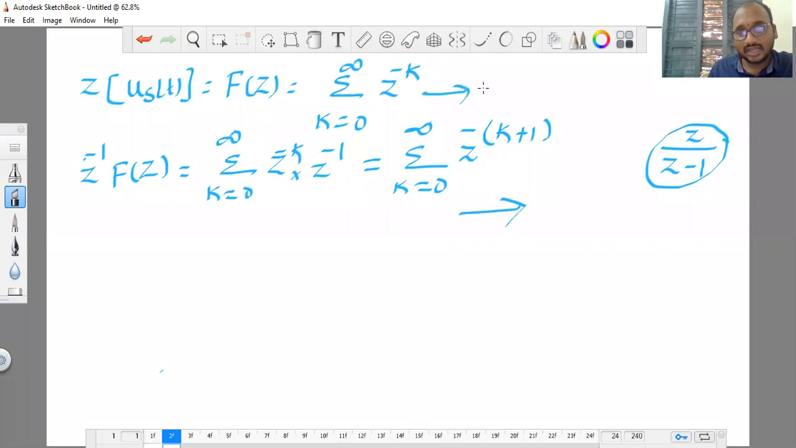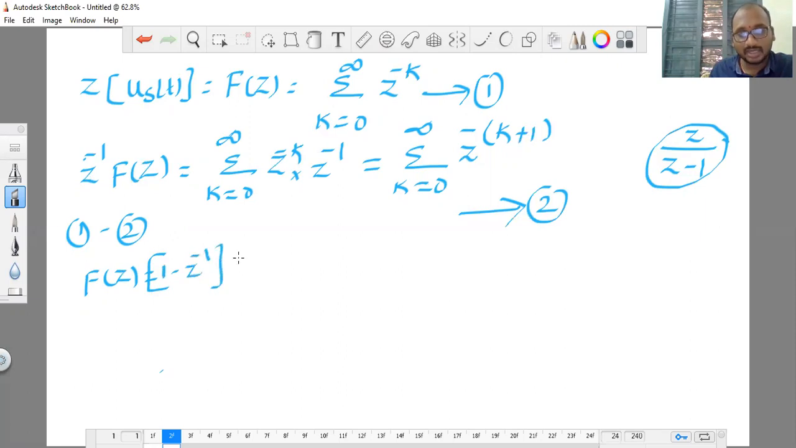Take this equation as 1 and take this equation as 2. Next, perform 1 minus 2. Equation 1 is f of z, and this is z power minus 1 into f of z. So finally, take f of z as common in the LHS. It becomes 1 minus z power minus 1.